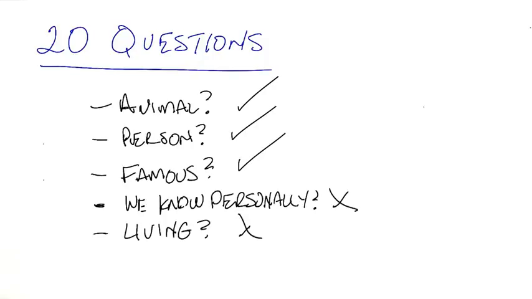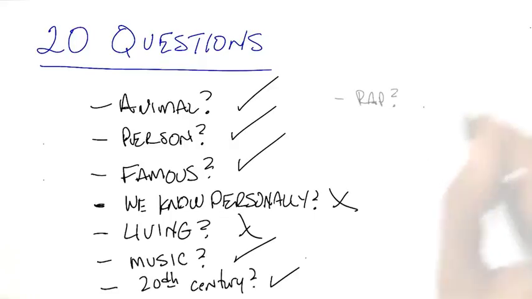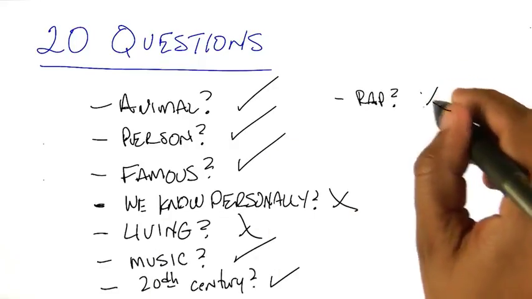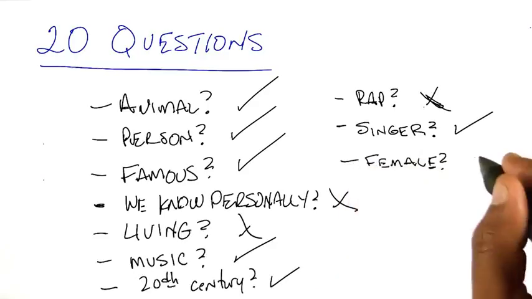Is the person famous for, say, being in the music industry? Ah, the answer is yes. Did this person live during the 20th century? The answer is yes. Is the genre of music that the person was associated with, say, hip hop or rap? No. Is the person a singer? Yes. Male or female? Is the person female? No.